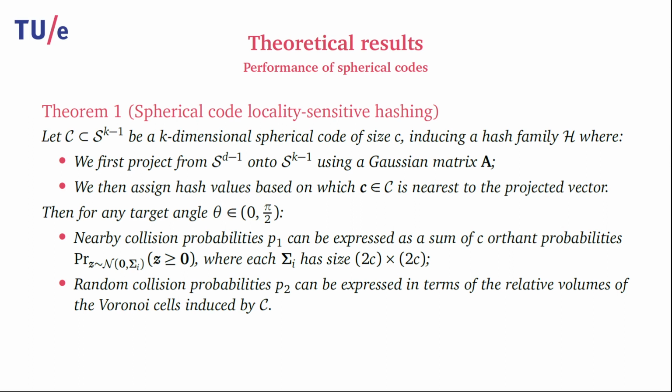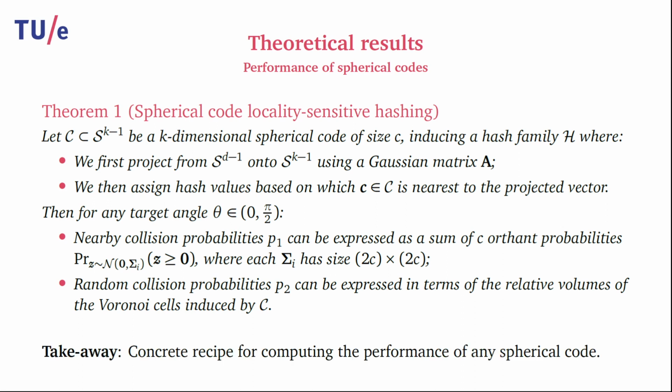So the dimensionality of this probability, like the dimensionality of this Gaussian, depends on the code size C, as you can see here. The size of this matrix sigma is 2C by 2C. And the collision probabilities P2 are actually quite easily expressed in terms of volumes of Voronoi cells induced by this code. So the takeaway of this slide is basically that given any spherical code, we can now compute its performance, like what is the exponent rho that you get from it.